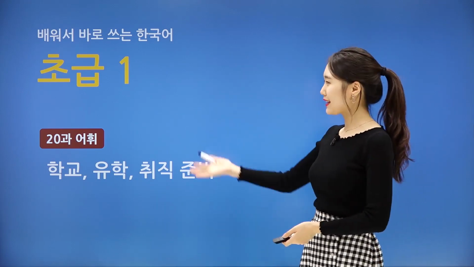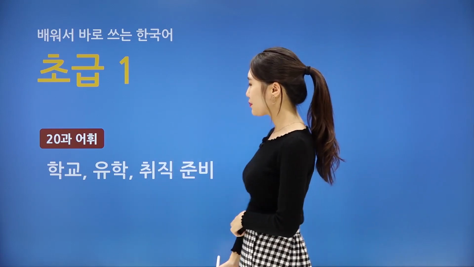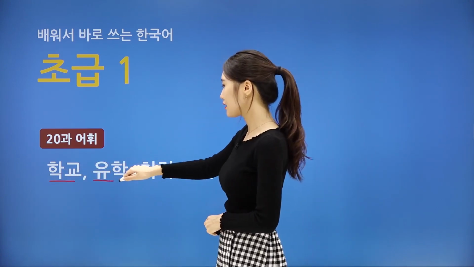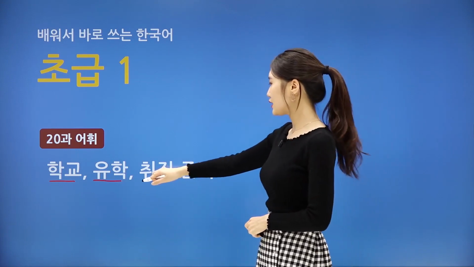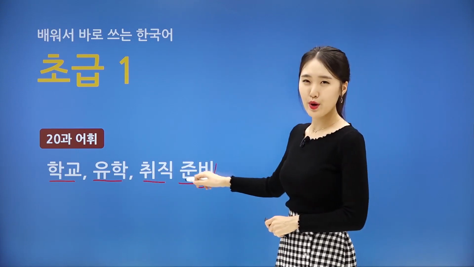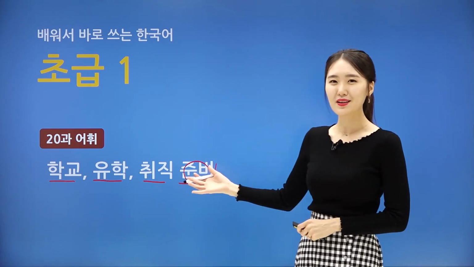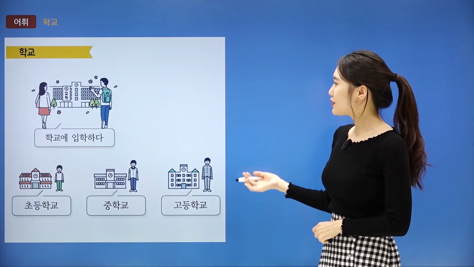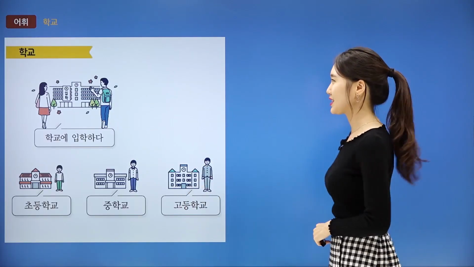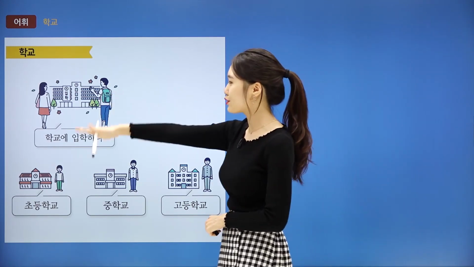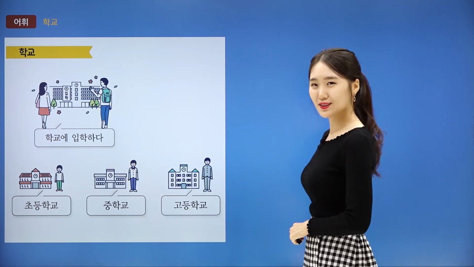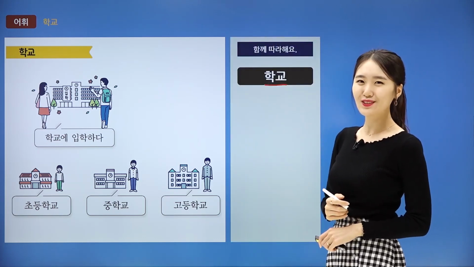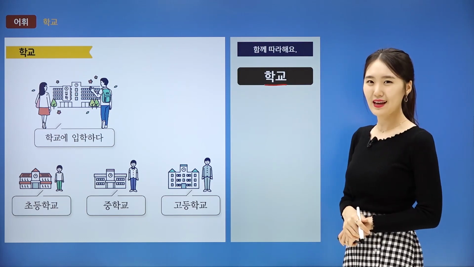So let's see our last chapter vocabulary, which is about 학교, school, and 유학, study abroad, and then 취직 준비, prepare for getting a job. This is our last part of vocabulary. Let's see together. First, let's look at the picture here. You see schools here. So let's talk about school. First one, 학교. We know 학교, right? School.